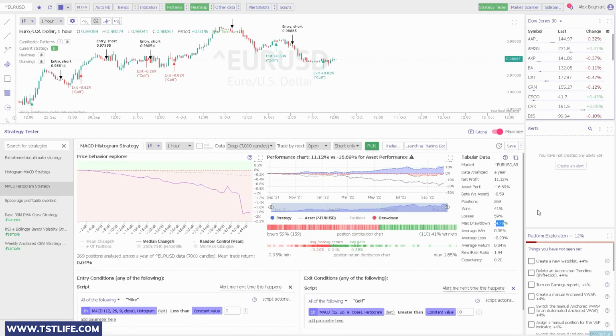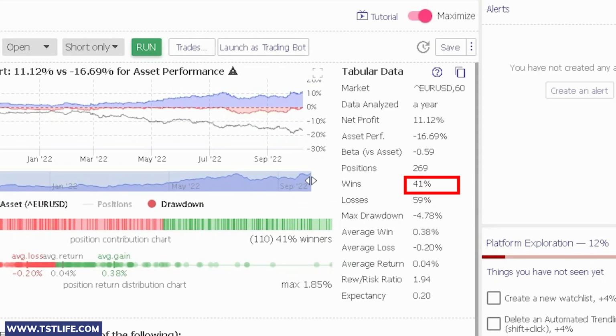We can see that the win rate has increased from 36% to 41%, and we're up 11% in terms of net profit. That means that if we started it at $1,000, we could make up to $110. Just imagine if we have a larger account. This ROI is pretty impressive in my opinion, especially if the drawdown is below 5%.